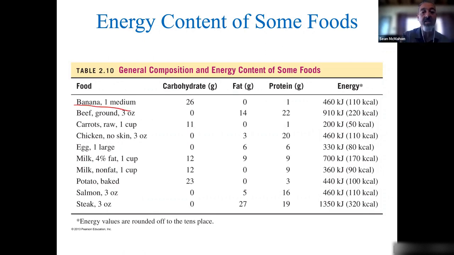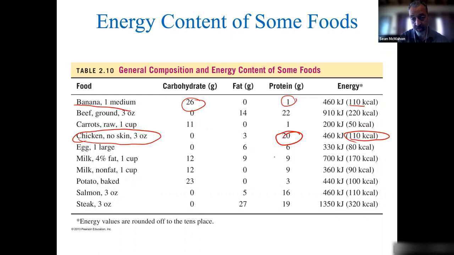Now, this is just to give you an idea. You can take a banana. It's got 26 grams of carbs and pretty much 1 gram of protein. It comes out to roughly 110 dietic calories. Okay. So if I got chicken with no skin, 3 ounces of it, it's about 110 calories. Very high in protein. I mean, chicken's really high in protein. It's a lean meat. There's not a lot of fat, right?